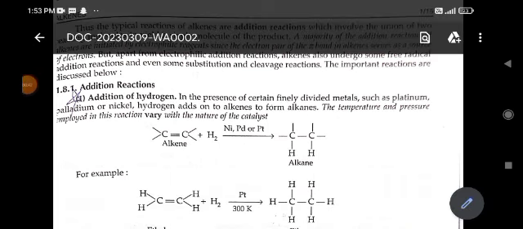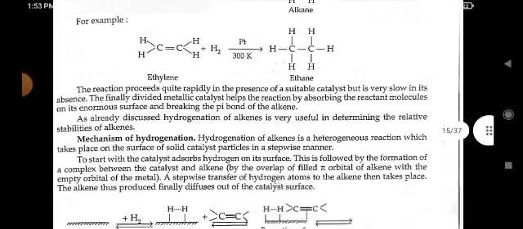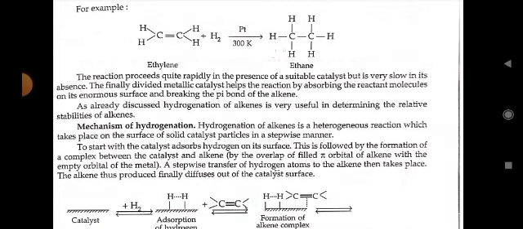Addition of hydrogens. In the presence of certain finely divided metals such as platinum, palladium, or nickel, hydrogen adds on to alkenes to form alkanes. The temperature and pressure employed in the reaction vary with the nature of the catalyst. The reaction proceeds quite rapidly in the presence of a suitable catalyst, but is very slow in its absence.